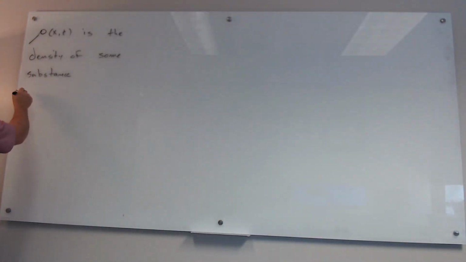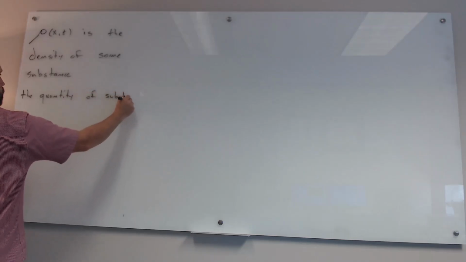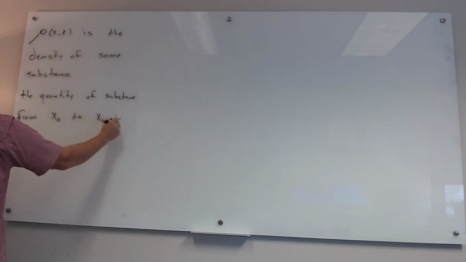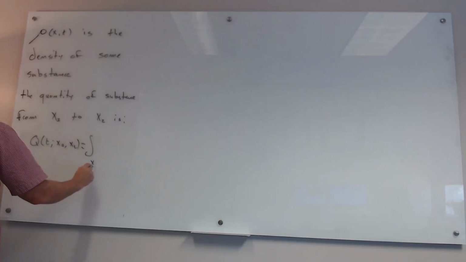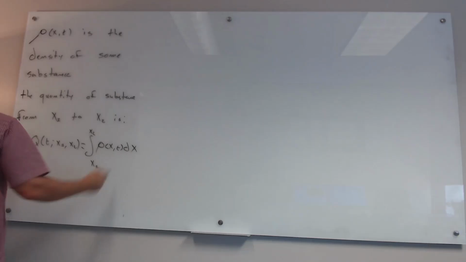So meaning the quantity of substance from the point x1 to the point x2 is given by the following. I'm going to call it q of t, with a semicolon, x1, x2, and it is going to be the integral from x1 to x2 of rho of x,t dx.